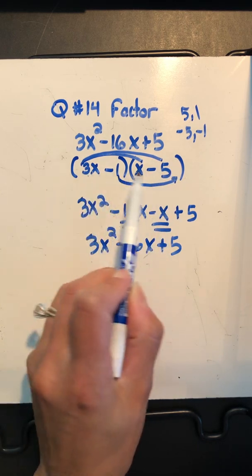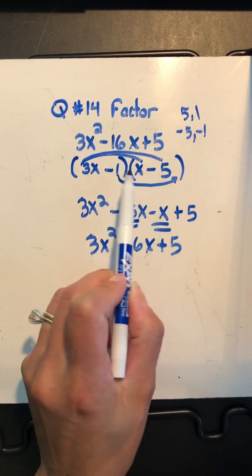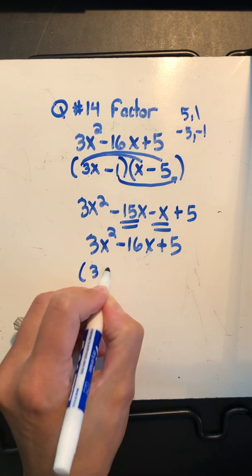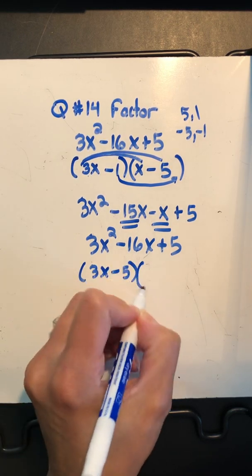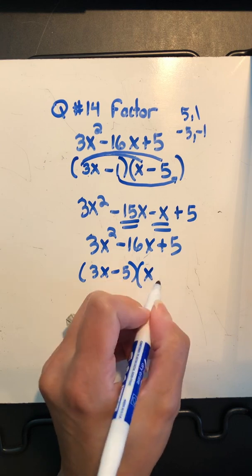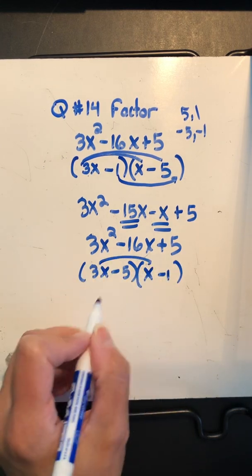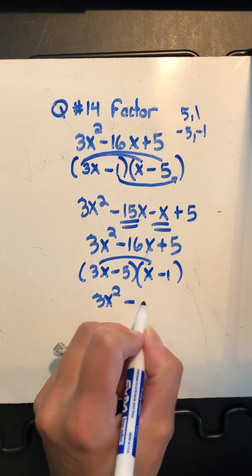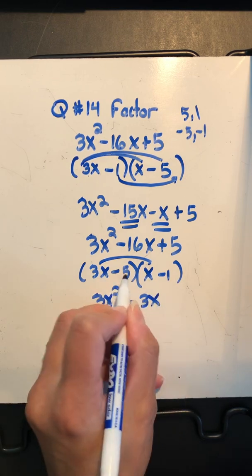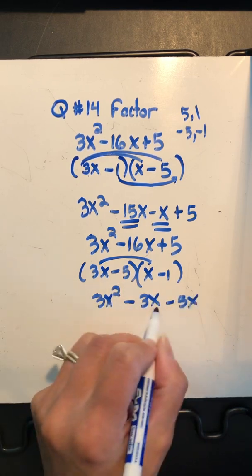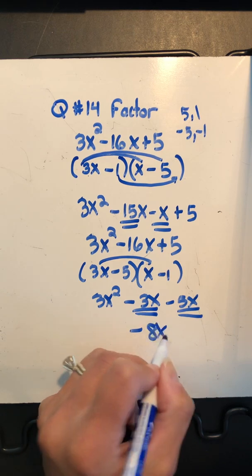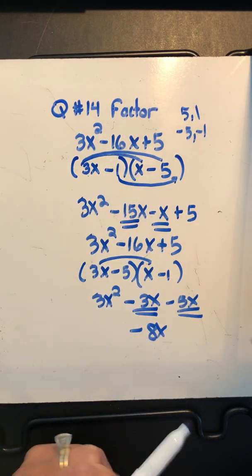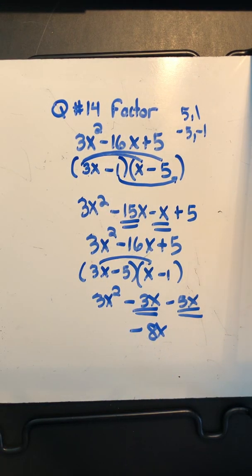Now, this is a really good thing to do, because if you were to have inadvertently messed up the order of the -1 and the -5, you would have distributed and realized, wait a minute, right? -3x, and this is going to be -5x. That would have added to -8x, and that would have not been the correct middle term. I hope that helped, and don't worry, we will practice a lot more factoring in the weeks to come.